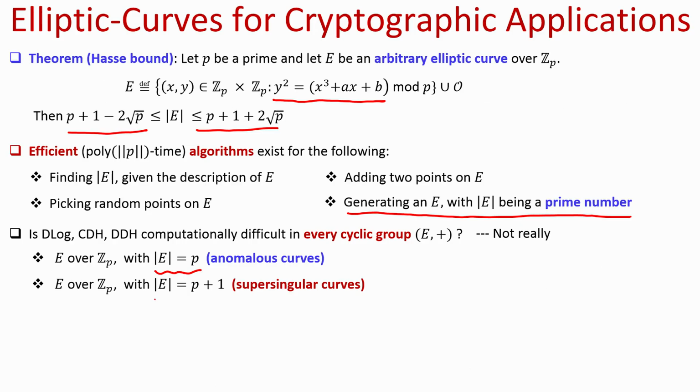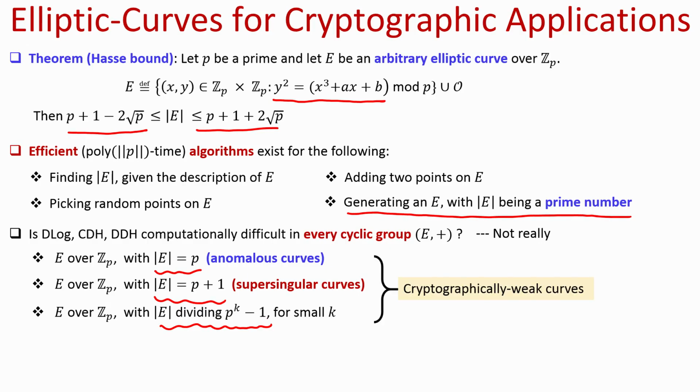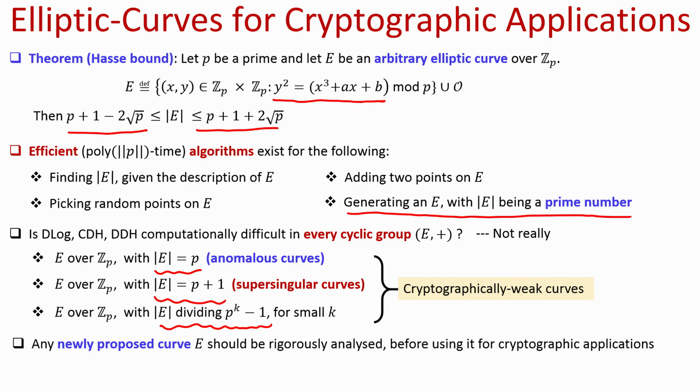In the same way, we should avoid curves where the size of the curve is P plus 1, which are called supersingular curves, and we should also avoid curves where the size of the curve is P to the power k minus 1 for a small k. All these curves are cryptographically weak, because, as I said earlier, instances of the D-log problem are very easy to solve in these groups.